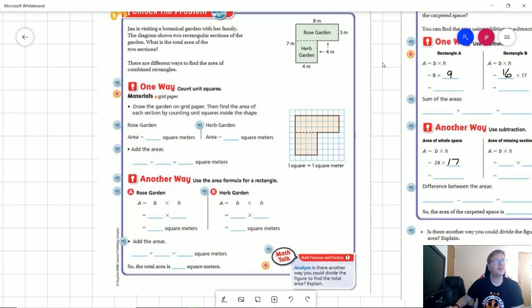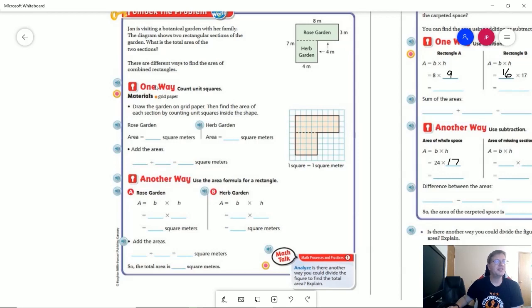So to start with, one way that we can do this is to count unit squares. So for the rose garden, that's going to be our top section here, we can count 3, 6, 9, 12, 15, 18, 21, 24, and then we can write that number down and add that to the number of unit squares that we can count for the herb garden. So the herb garden, 4, 8, 12, 16. And so when we add those together, that is going to give us 40 square meters.